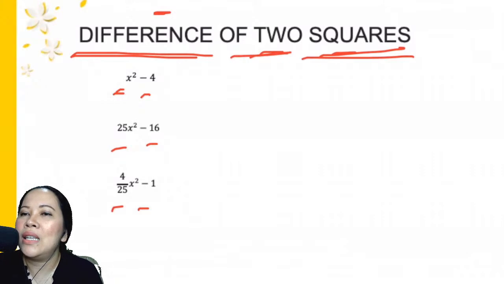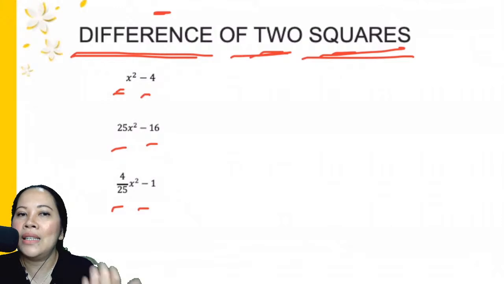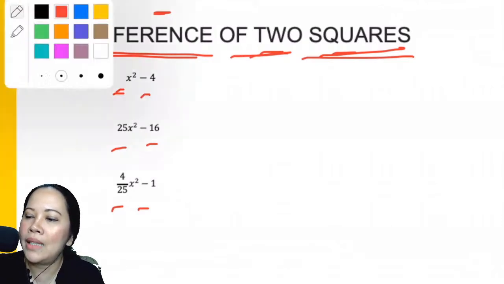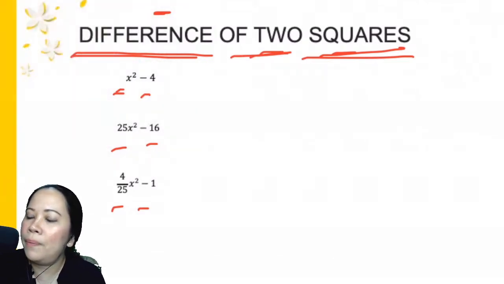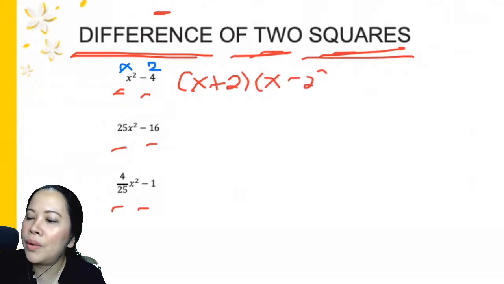So how do you factor a difference of two squares? The first step is the same as with the perfect square trinomial: find the root of your first and second term. Using this one, the root of x squared is x, and the root of 4 is 2. Therefore, your factors for the difference of two squares will be x plus 2 and x minus 2.